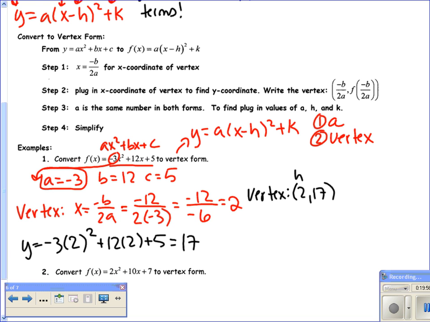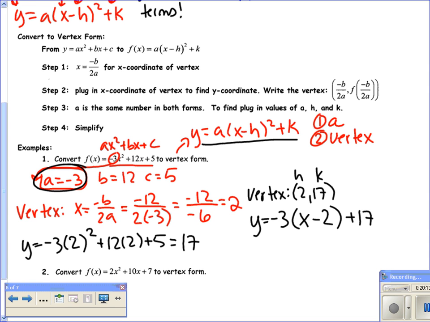So I have my h and I have my k and I have my a value. All I have to do is plug it into my equation, which is right here. So we get y equals -3 times x minus 2 plus 17. So this right here, and I forgot the square, so don't forget that, would be my equation now written in vertex form. So again, we went from standard form to vertex form.